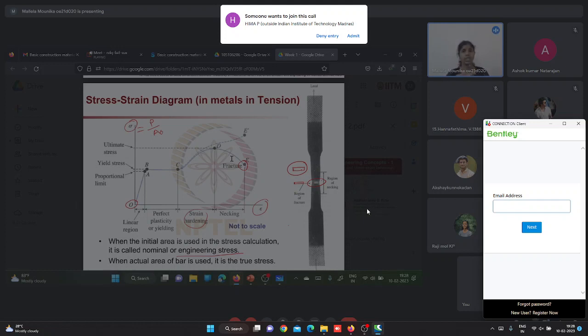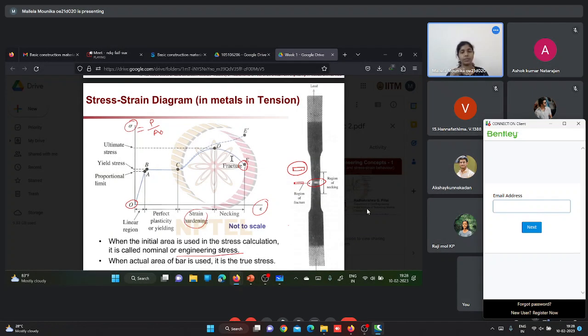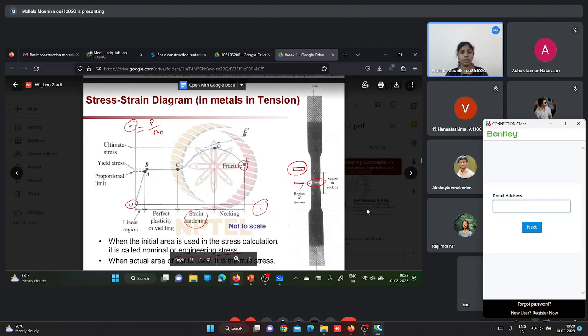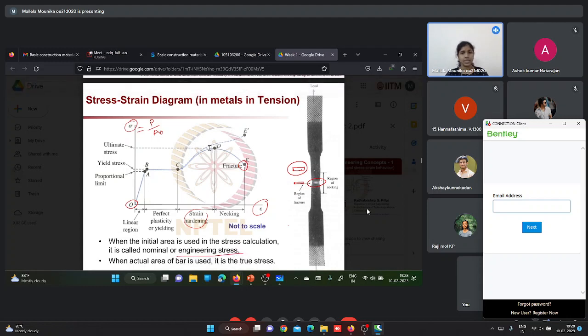And after this necking region, if you further increase the loading, then you can see the material will fail. That is known as the fracture point. So this is the ultimate point.